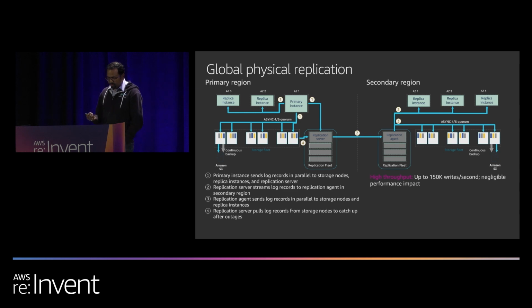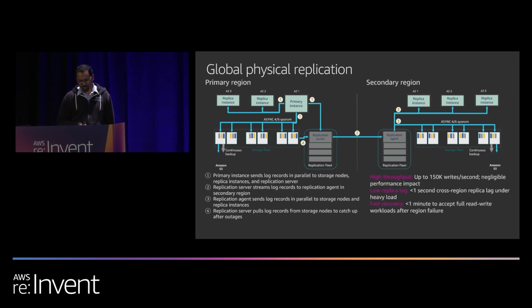So how does this perform? Here, because the replication server is just behaving like yet another read replica within the database cluster, it's able to keep up. In this example, the workload is able to keep up with 150,000 writes per second without much performance impact. It's basically just yet another replica within the DB cluster. Low replica lag, within less than a second, you can do the replication. And fast recovery, less than a minute to accept read-write workload on the region if there is a failure.